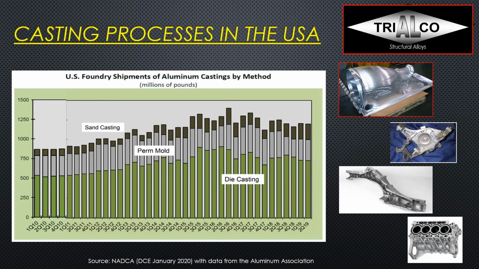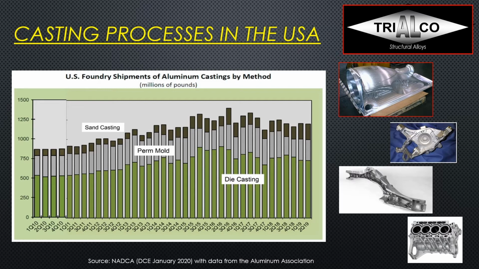Now, if we look at the casting process in the USA, this is data from NADCA from January 2020, and you can see that die casting represents the larger share of the foundry technologies. So about 2/3 of all castings are made with the die casting process, while permanent mold and sand casting make up the rest. Within sand casting, we also find the lost foam and V process, and so on. And in the permanent mold, we find the low pressure permanent mold and the gravity and tilt pour process.